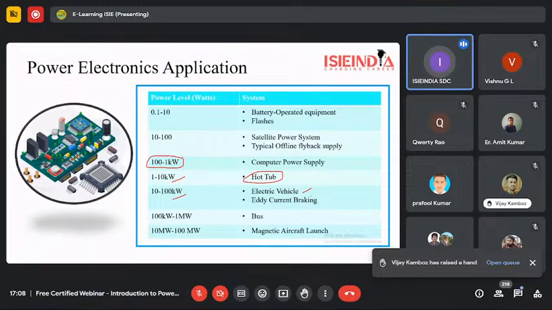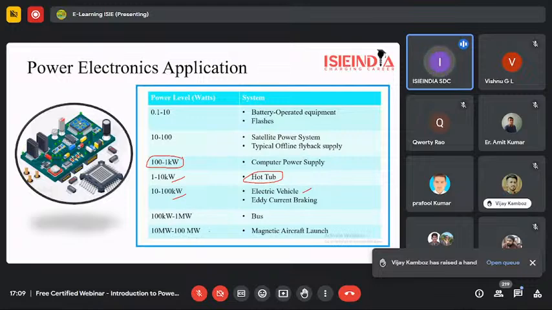Depending upon the range as well as the specification of that electric vehicle, the battery pack depends. Then we come to the eddy current braking. Then we have buses. Because of the lots of space available under the buses, we can go to 100 kilowatt to 1 megawatt power level. On magnetic aircraft launch, the power level is 10 megawatt to 100 megawatt.